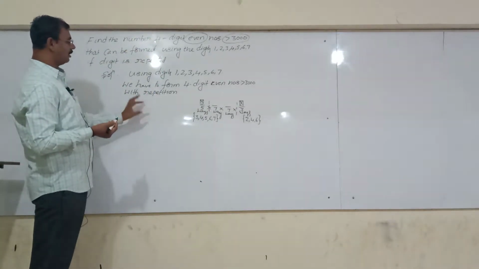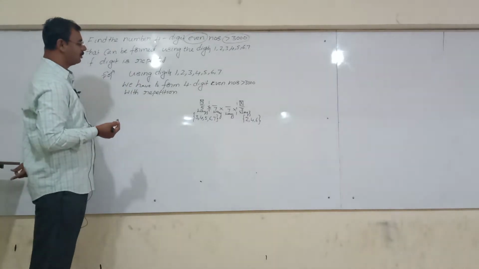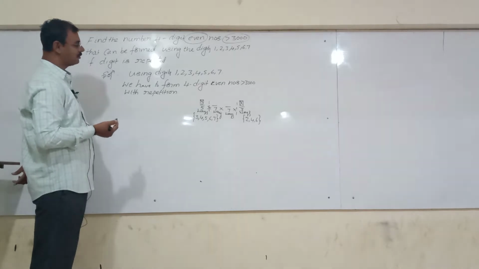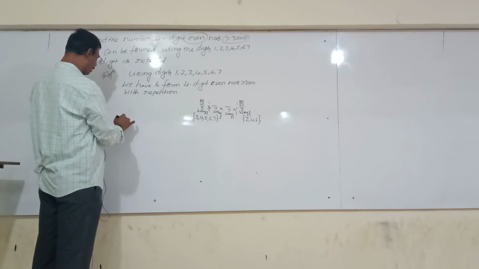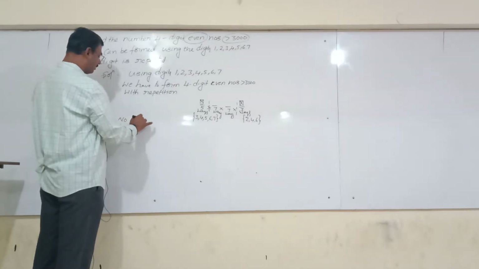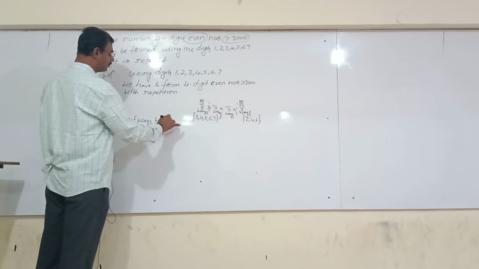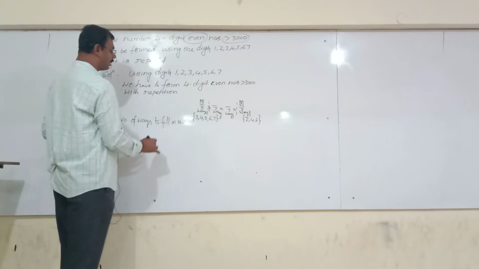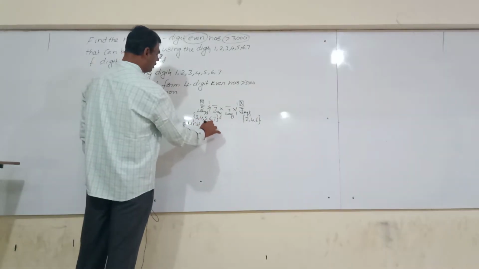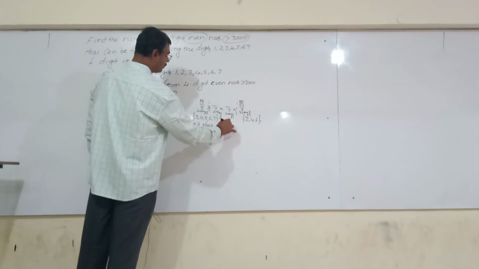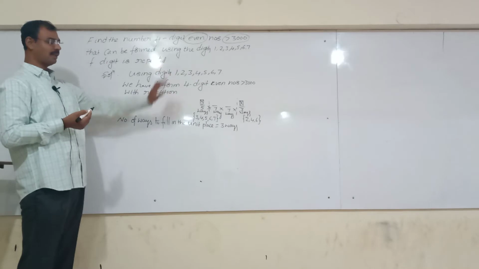So we are writing this in the notes. Number of ways to fill the unit place is equal to 3 ways. Which digits are allowed? Only 2, 4, 6, the even number condition.